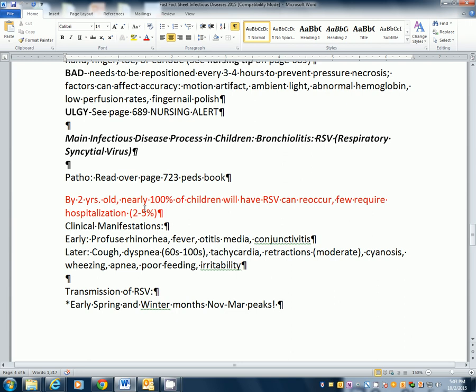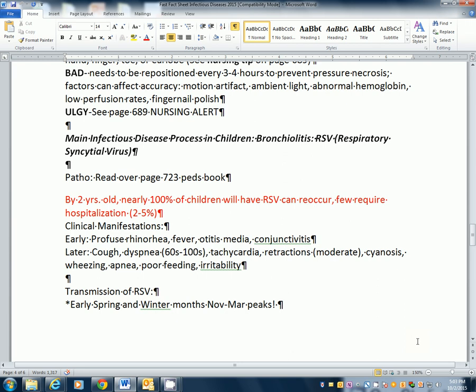All right. The main infectious disorder in children is RSV that we talked about at the beginning. There's a little patho on that. Let me turn over here. On 723, it talks about the patho of RSV. It says RSV affects the epithelial cells of the respiratory tract. The ciliated cells protrude into the lumen and lose their cilia.